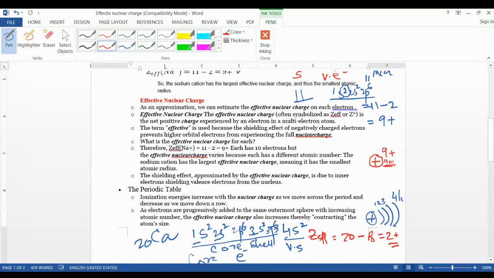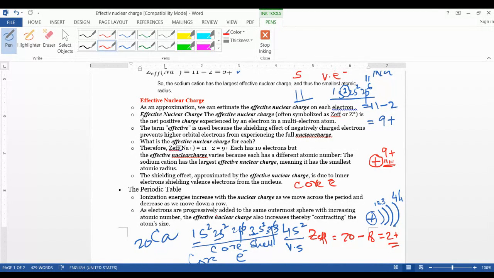All right. The shielding effect approximated by the effective nuclear charge is due to the inner electrons shielding the valence electrons from the nucleus. Inner electron means core electron. So the valence electron is shielded by the core electron, you should remember that. Ionization energy increases with nuclear charge as we move across the period and decreases as we move down. We already explained that, but I will come back to it in the next slide.